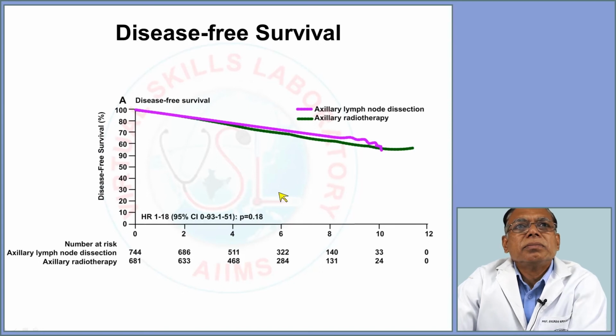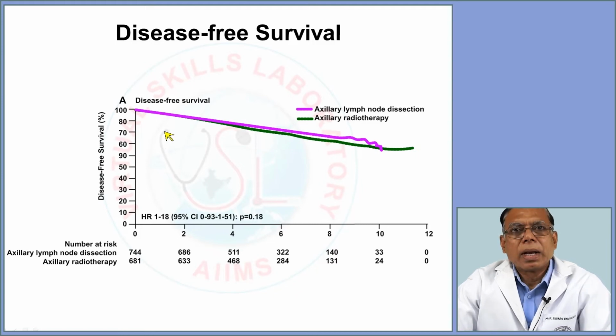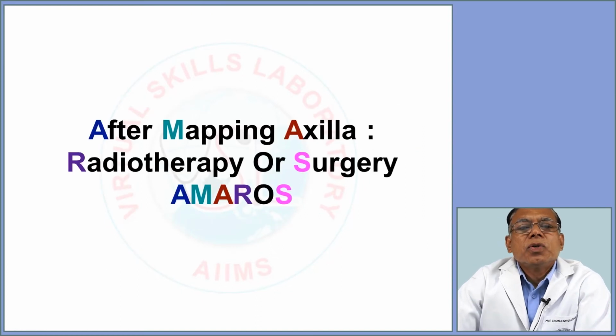Disease-free survival, again the two lines, the purple line representing the axillary node dissection data and the green line representing the information from those having sentinel node biopsy. The two lines almost overlap each other. So what to do after mapping the axilla? Offering radiotherapy or surgery to the axilla has been addressed in this trial called AMAROS.